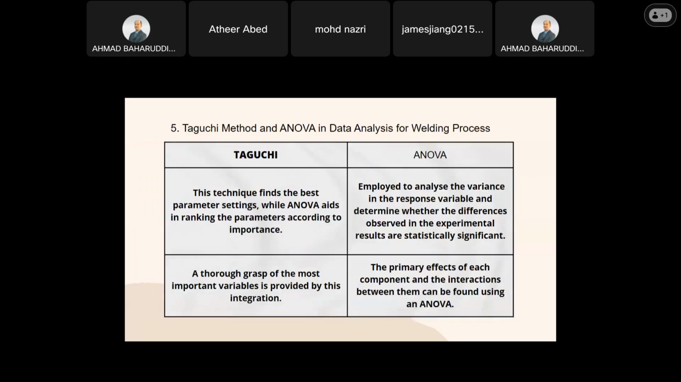So for the data analysis, we will use the Taguchi method and ANOVA. The Taguchi method, this technique will find the best parameter setting, while ANOVA aids in ranking the parameters according to their importance. A thorough graph of the most important variables is provided by this integration. And ANOVA is employed to analyze the variance in the response variable and determine whether the differences observed in the experimental results are statistically significant. The primary effect of each component and the interactions between them can be found using ANOVA.